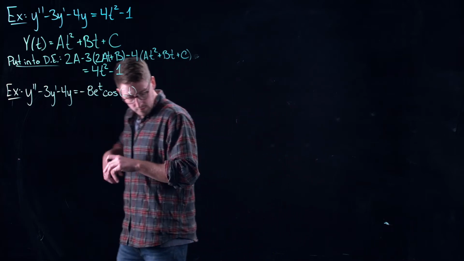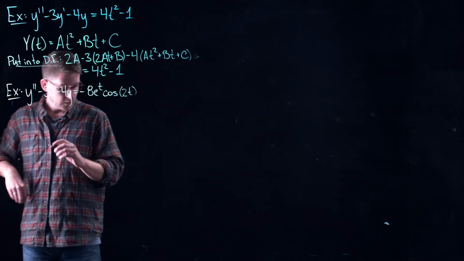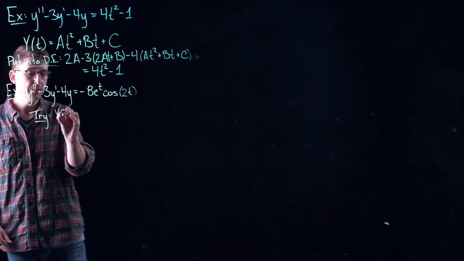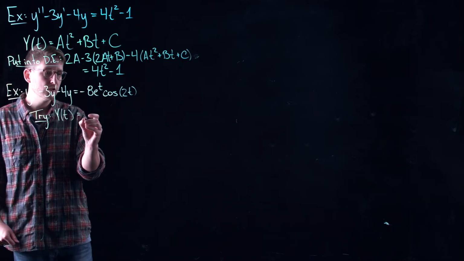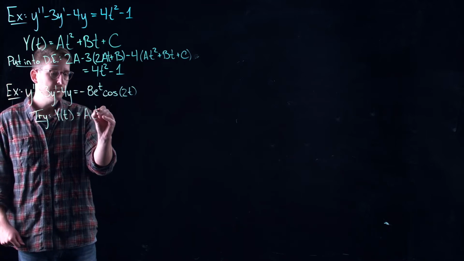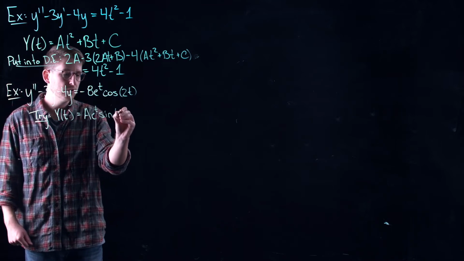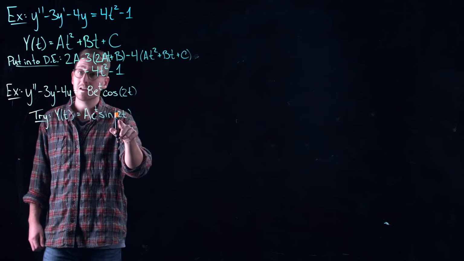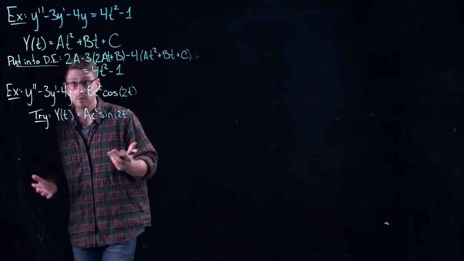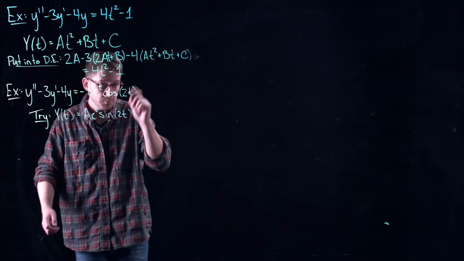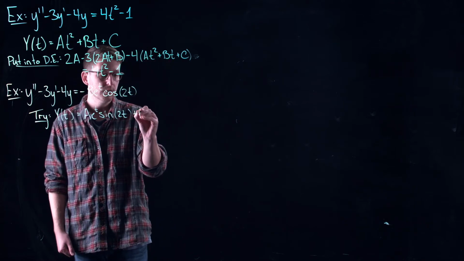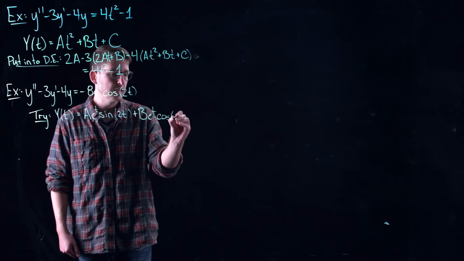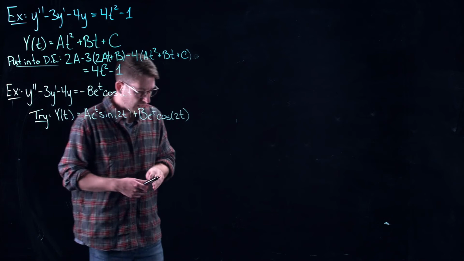So in this case, if you wanted to make this work, here's what you should do. You should try capital Y of t is equal to a e to the t sine of 2t. You have to be very, very careful. You do need sine of 2t, not just sine of t. You won't be able to set them equal to each other otherwise. So that's a piece that you have to be conscious of. Plus b e to the t cos of 2t. Again, it needs to be 2 in there for this to work.